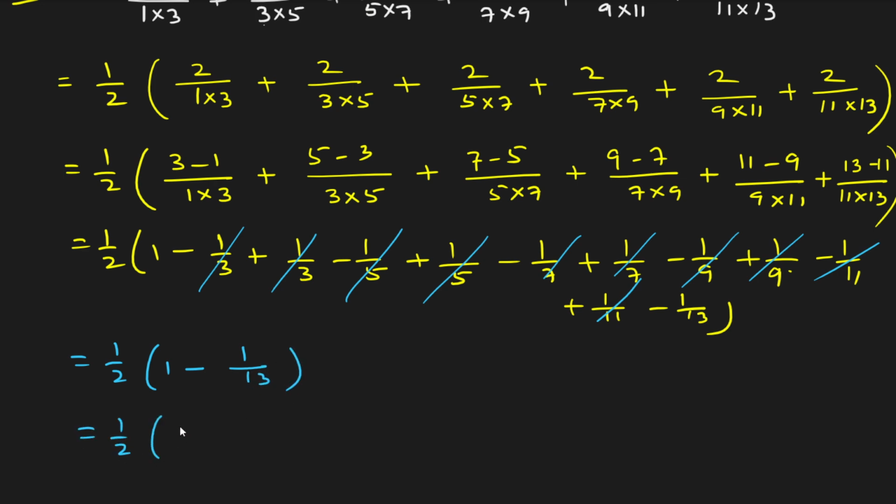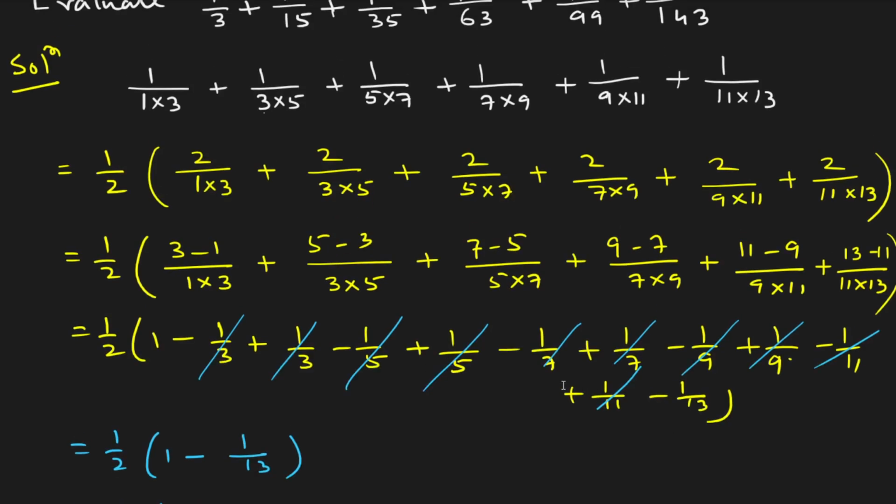So half into, after taking LCM, we will get 12 by 13. 2 and 12 cancel out, it will be 6 by 13, right? So you see, the solution is very interesting. This step is very important, that you have to multiply the numerator by 2 and divide by 2. If you understand this particular line, the remaining portion is very, very easy.